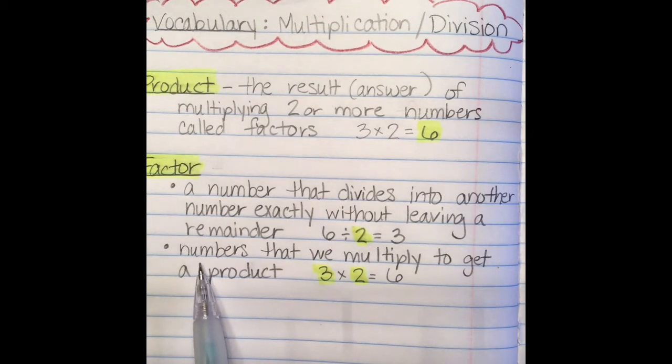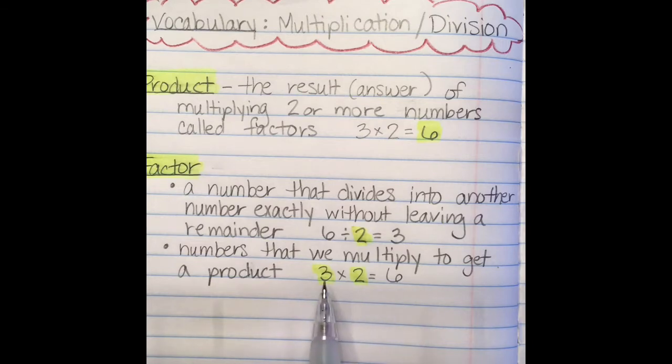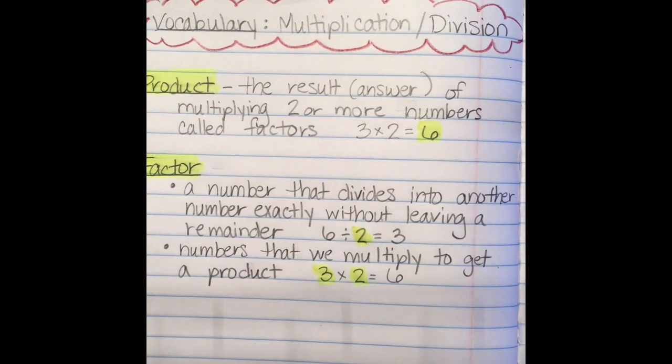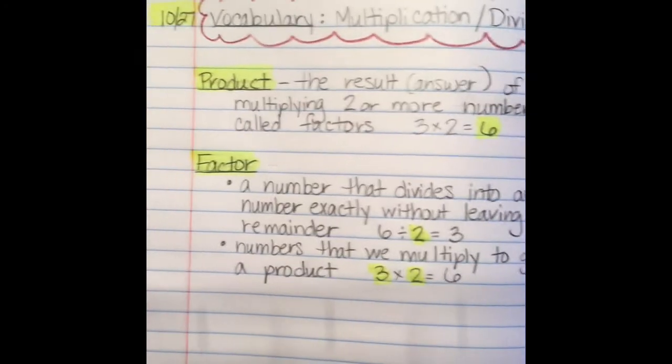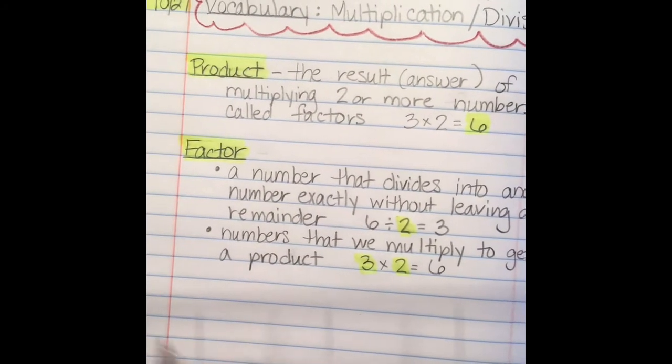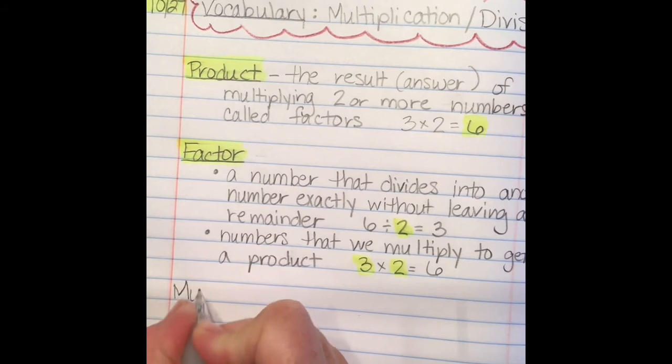For the second definition, I've written numbers that we multiply to get a product. So in this case, 3 times 2 equals 6. 3 and 2 would be our factors, so I'm going to highlight those. And that brings us to another term that coincides with that called multiples, or multiple.